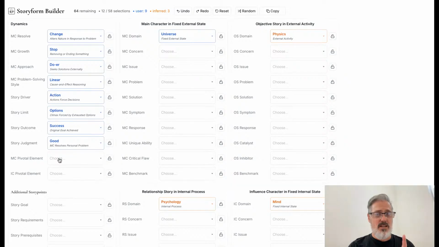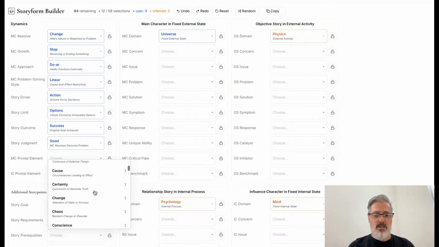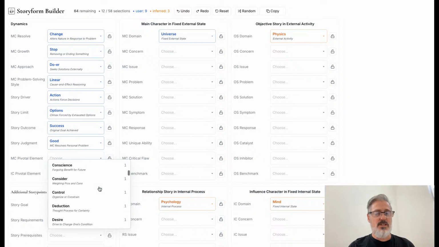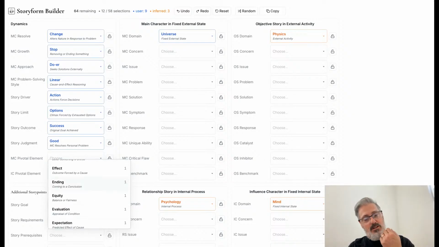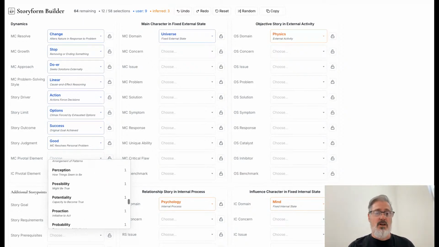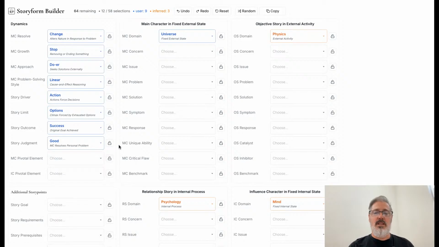And you can see just by virtue of this, the fact that there's now only 64 remaining choices, they're all just narrowed down to this pivotal element. So you'll see there's one for each. These are 64 elements. These are the elements that are at the very base of the model, which describe the motivating force. In this particular narrative, it'll be the problem that motivates both the main character and the objective story. These are really pivotal, because they are the pivot point between the main character and the objective story.